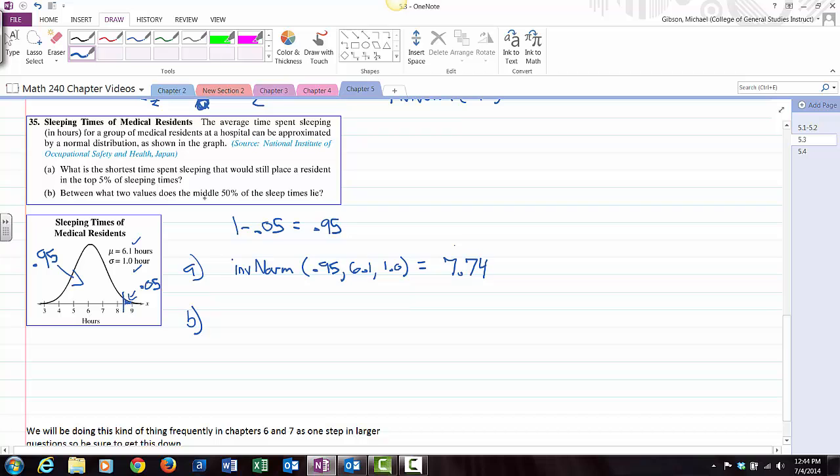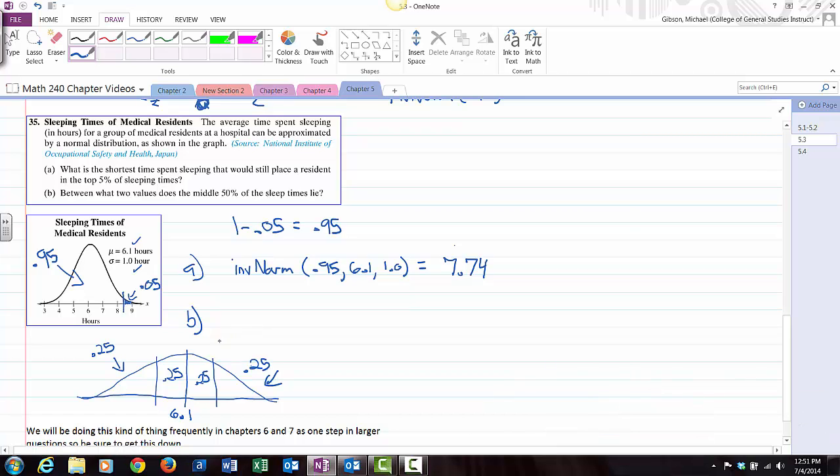Between what two values does the middle 50% of the sleep times lie? All right. So let's draw a little picture here. Middle 50%. All right. So here's our normal distribution. Our mean is 6.1. Well, the middle 50 again means it's symmetric, right? So you want something where you get 0.25 here and 0.25 there, where this whole thing is symmetric. Okay? Well, this is 0.25 and this is 0.25. All right? What does that mean? Can you see that that means that this must be 0.25 here and this must be 0.25 there?